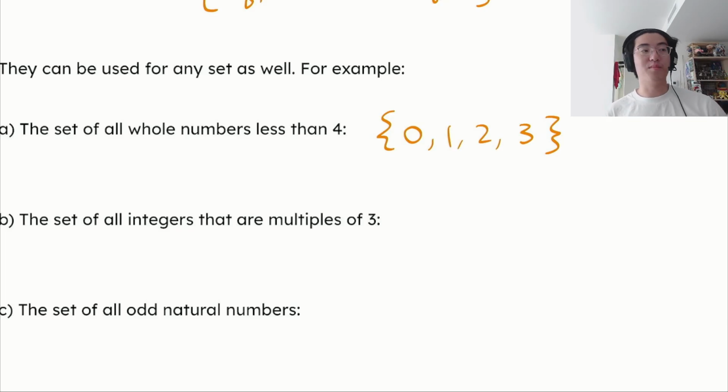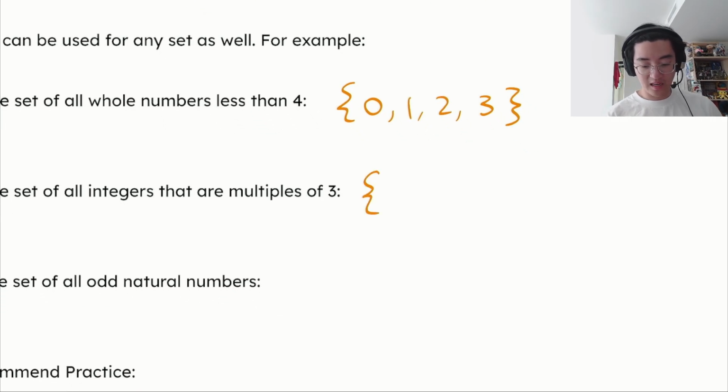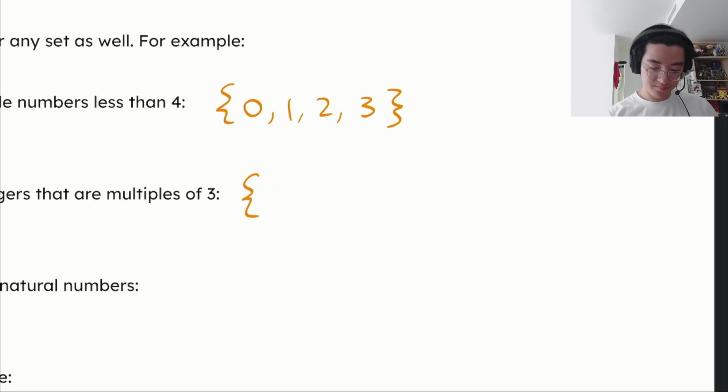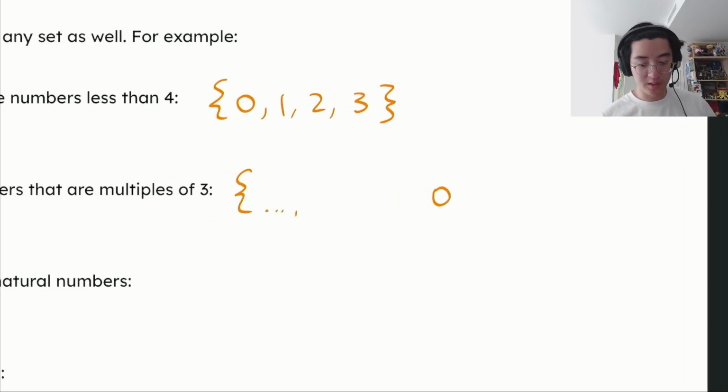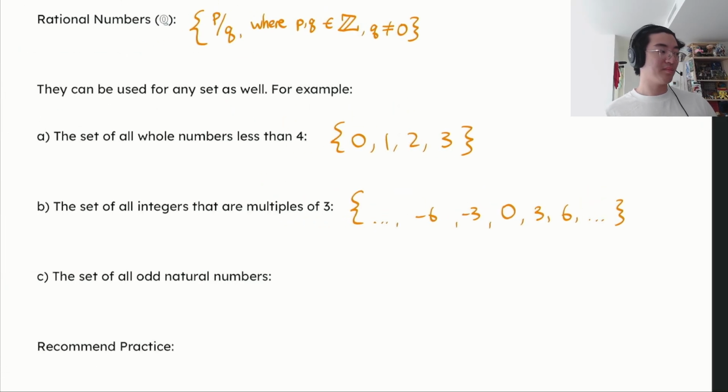All integers that are multiples of 3. Right? So there's no upper or lower bound. So we know that on either end it goes to infinity. Multiples of 3. We can start at 0 here. It's probably the easiest. Right? Multiples of 3 will be things like 3, 6, so on and so forth, right? On the other side, -3, -6, so on and so forth. Right? So all integers that are multiples of 3 is just like that.